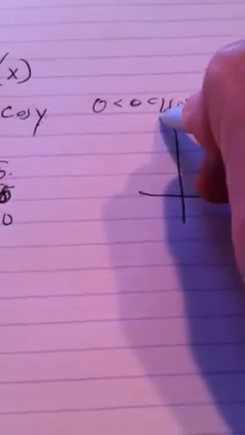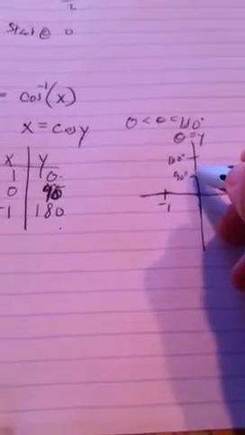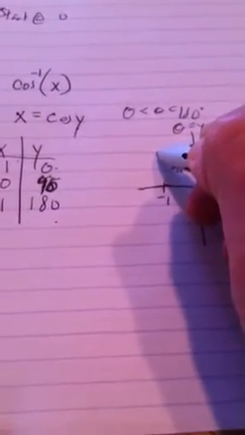So if I were to graph this with x here and basically my angle up here, the y values are my angles. So my angles are going 90 degrees, 180 degrees, and these are going negative 1, 0, and 1. So it starts off at 1, 0. So 1, 0 is here. 0, 90 is here. And negative 1, 180 is there.